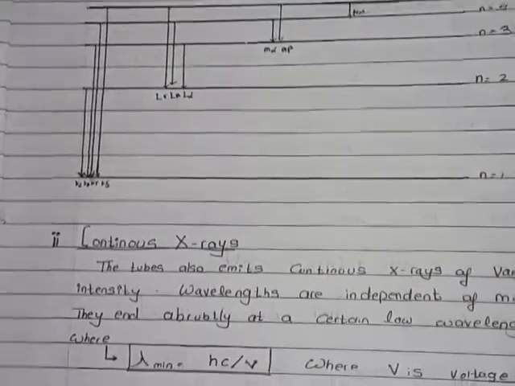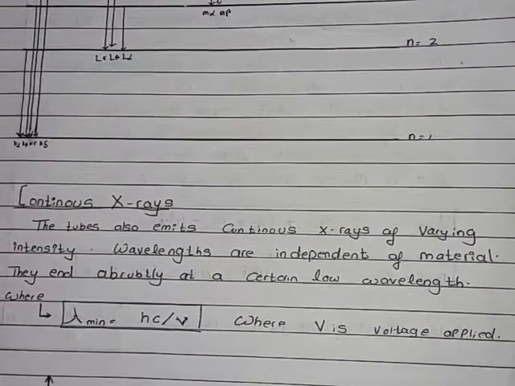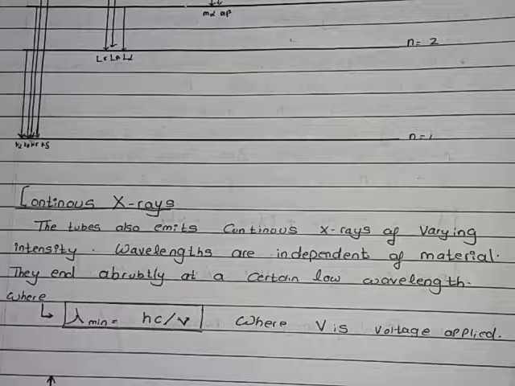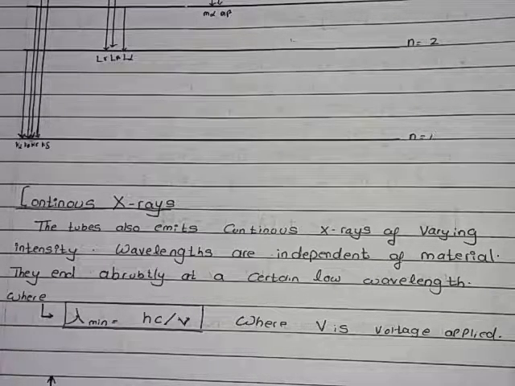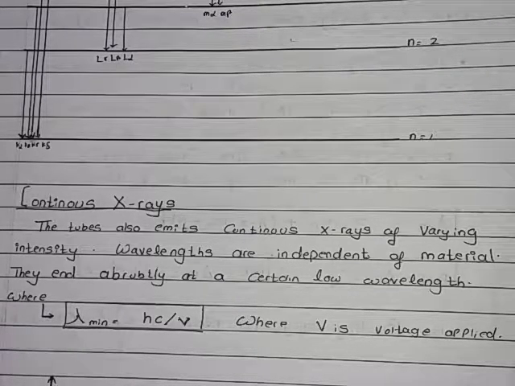Now let's see continuous X-rays. The tube also emits continuous X-rays of varying intensity and wavelengths, independent of the material. They end abruptly at a certain low wavelength, where the minimum wavelength is at c by nu, where nu is the voltage. It's at c by V, where V is the voltage applied. That's interesting.